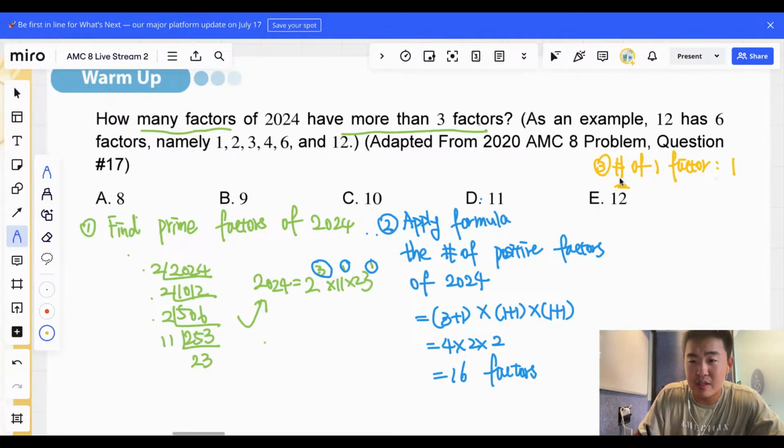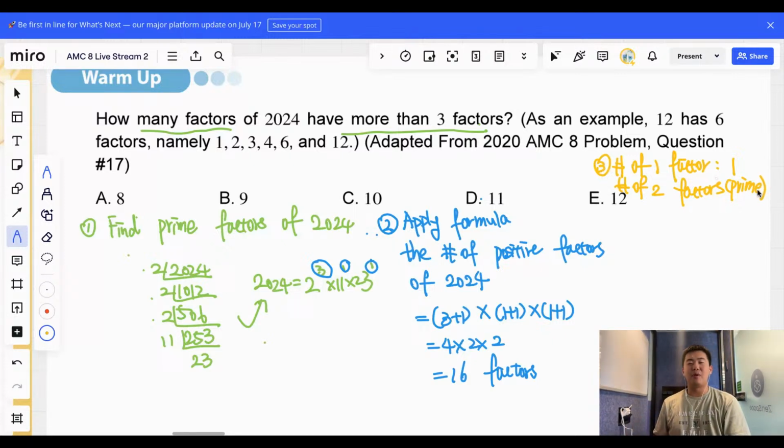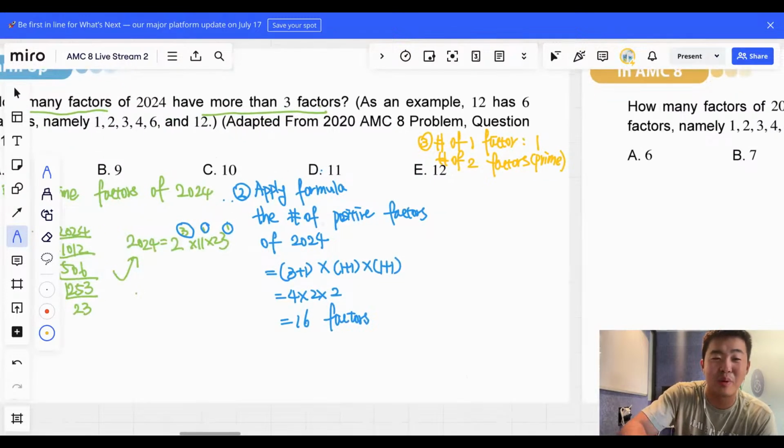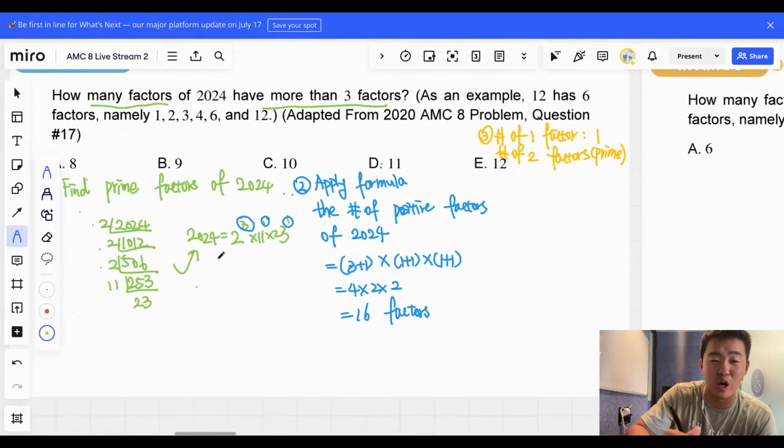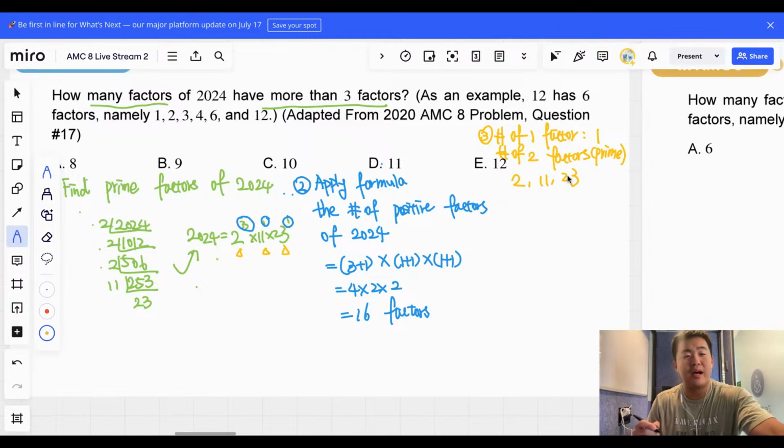Now let's think about number of 2 factors. So there's another name for number of 2 factors. What's the name? It's actually prime, right? Because prime number, its definition is just numbers that has the only factor to be 1 and itself. Okay, good. So what are the prime factors? We have it here. So these are prime factors since we performed the prime factorization, which are 2, 11, and 23. So just copy them here. 2, 11, and 23. These are prime, so they only have 2 factors, 1 and the number itself.